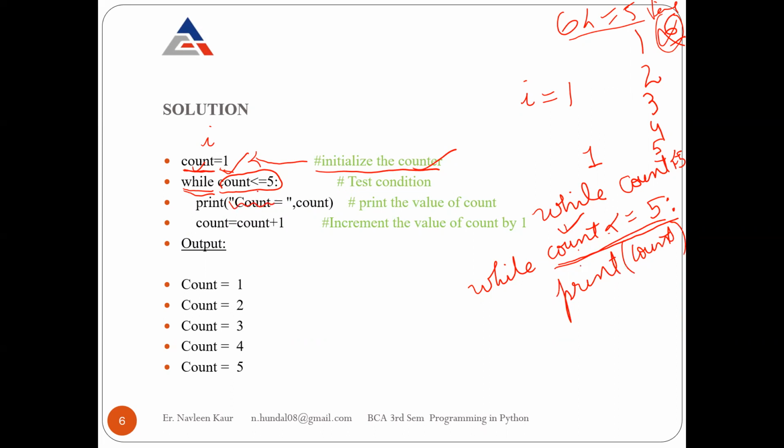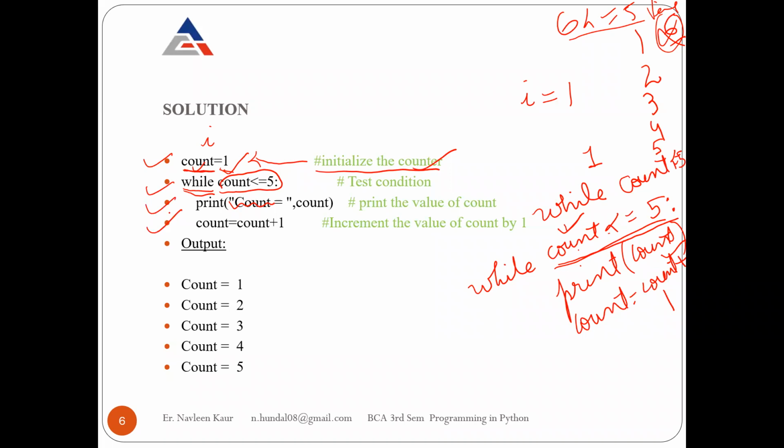Okay, you can directly print count. And then every time you print count, next time you have to increment count also. Count equals count plus 1. So these are the 4 statements, 1, 2, 3, and 4, that you have to write.